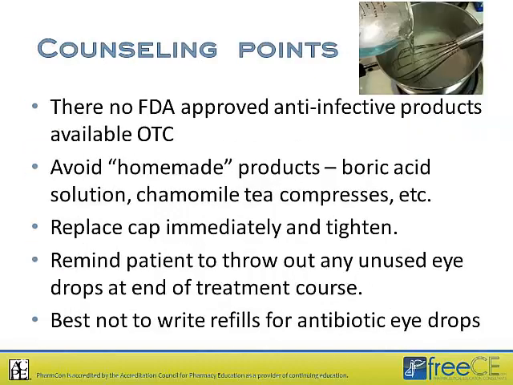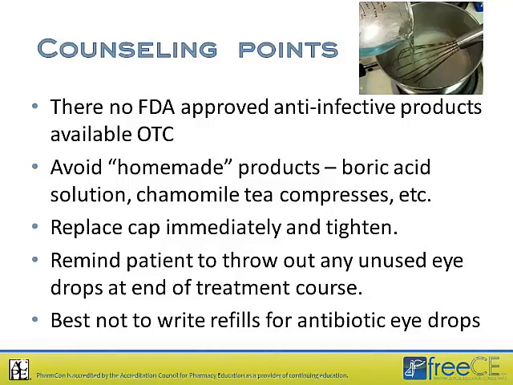Here are some important counseling points to review. First of all, there are no FDA-approved anti-infective products available over-the-counter. Always tell your patients to avoid those homemade products, boric acid solution, chamomile tea compresses, etc. Replace the cap on the eye drops immediately and tighten it down. Remind the patient to throw out any of the unused eye drops at the end of a treatment course. And it's best not to write antibiotic refill drops.